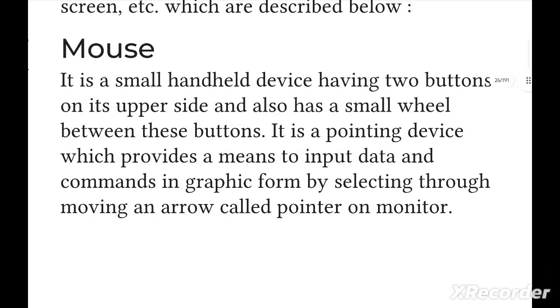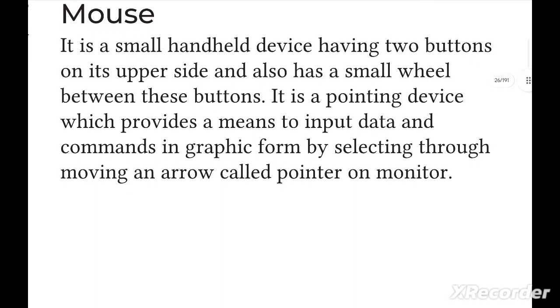Next, mouse. It is a small handheld device having two buttons on its upper side and also has a small wheel between these buttons. It is a pointing device which provides a means to input data and commands in graphic form by moving an arrow called a pointer on the monitor.